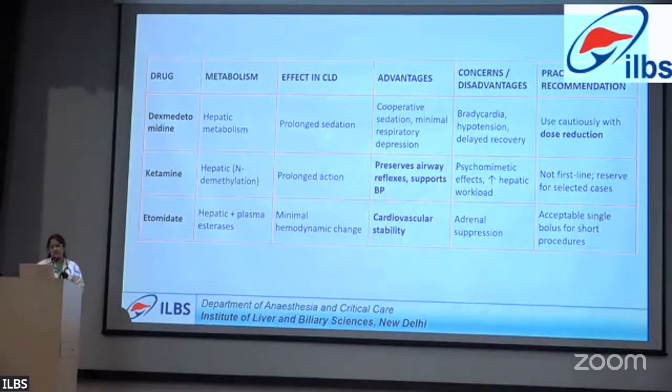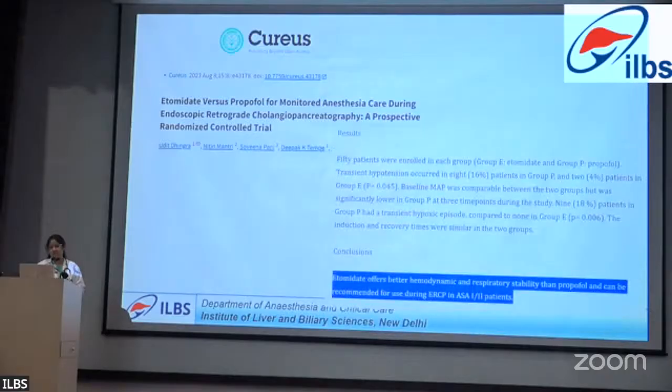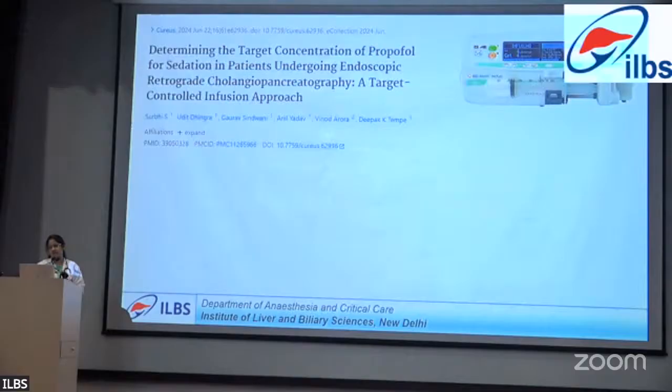Etomidate is usually used in patients with cardiovascular instability. We have found that when etomidate was compared with propofol for MAC procedures under ERCP at ILBS, a randomized control trial was done, and we found that it offered better hemodynamic and respiratory stability than propofol.